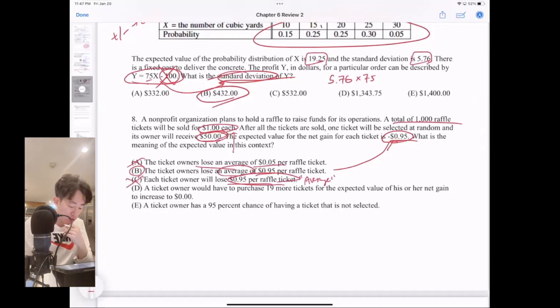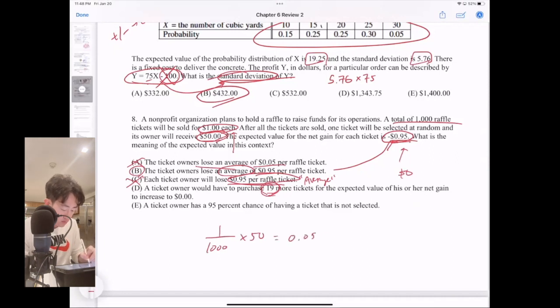The ticket owner would have to purchase 19 more tickets for the expected value of his or her net gain to increase to $0. So the number 19 is coming from the fact that if you were to purchase 19 more tickets, assuming that each of them is worth about 5 cents, because you have a 1 out of 1,000 chance of winning this $50. So that is sort of your revenue. That's the money that you're probably going to get. And when you do that, you get about 0.05 or 5 cents.